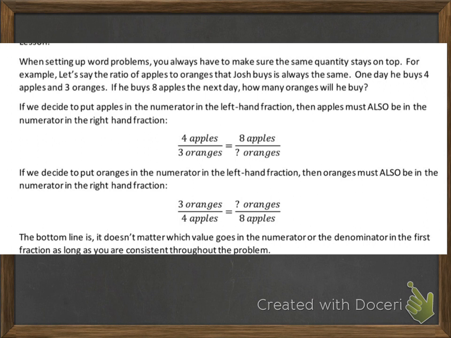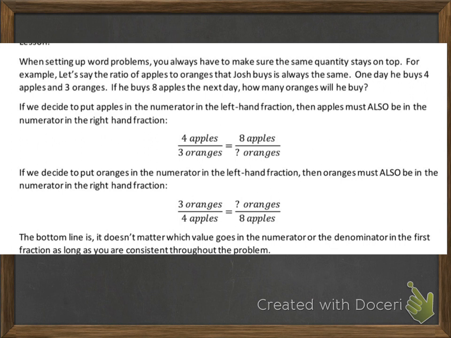When we set up a proportion, if we decide to put apples in the numerator in the left-hand fraction, then apples must also be in the numerator in the right-hand fraction. So we would have 4 apples over 3 oranges equals 8 apples over some number of oranges. That's what we're trying to find out. So I put a question mark there, you can put an x there, and solve for x.